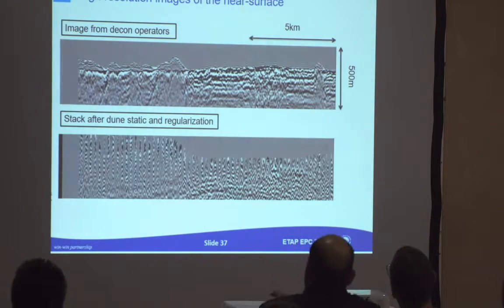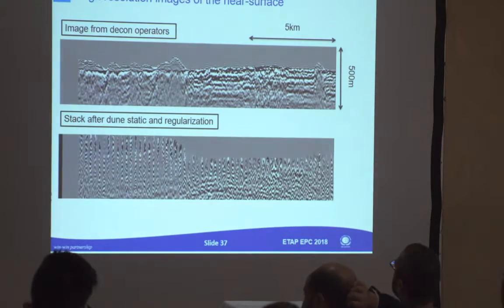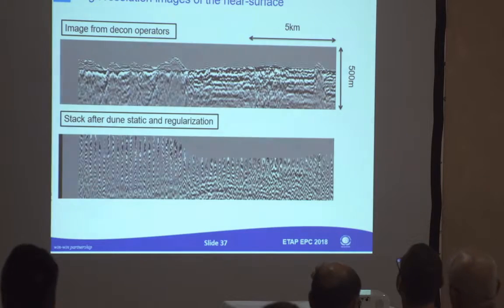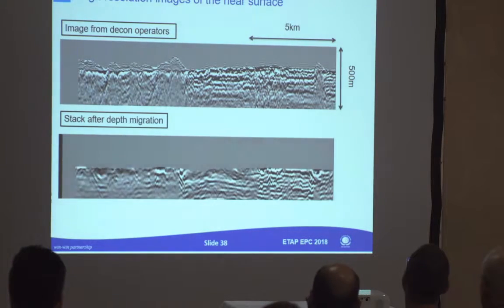And if I compare that to a classical stack after regularization, you can see that on the stack, on the primary reflection at the bottom, you don't see anything. On the image from the decon operator, so if you want an image from multiples, you get a high resolution image of the near surface. So this can help us interpret the very near surface. And if I compare it to a stack with depth migration, again, it's much better than a stack after depth migration, and you can see especially a faulting, a conjugate fault around this near surface.